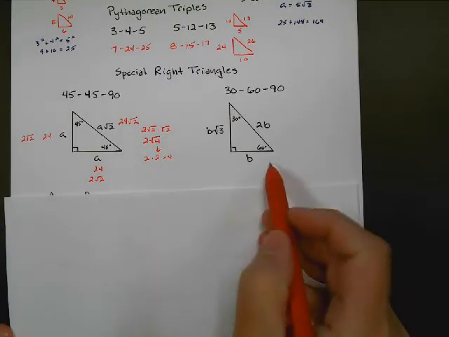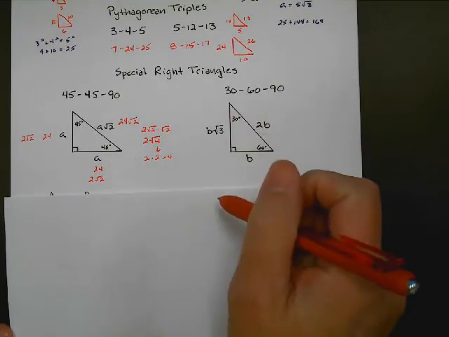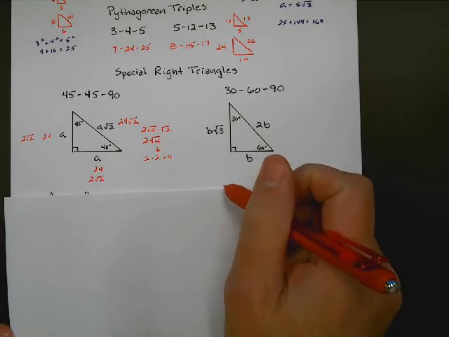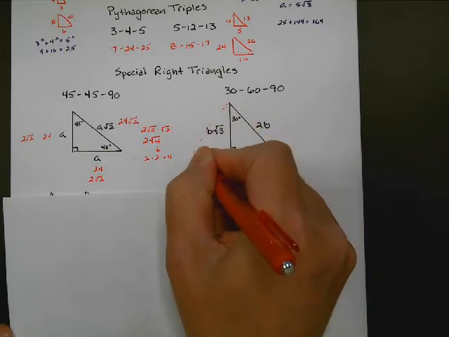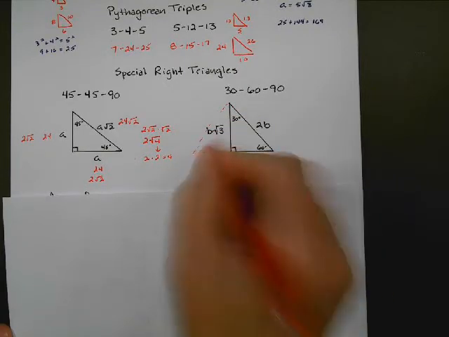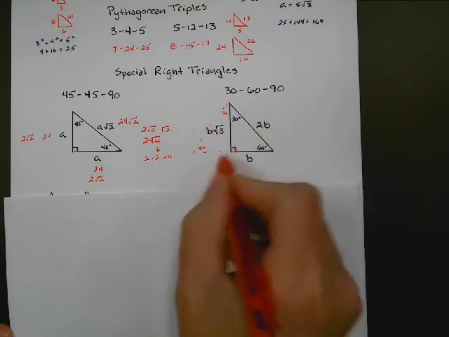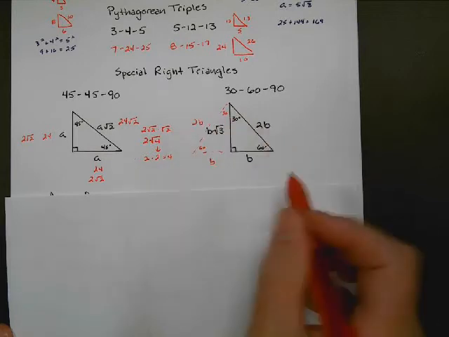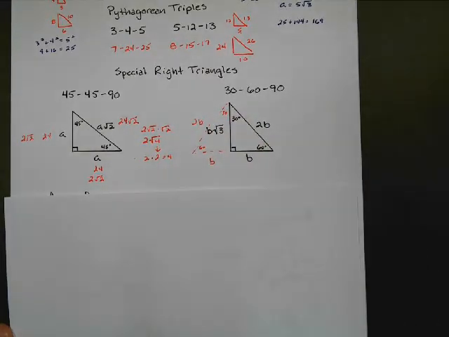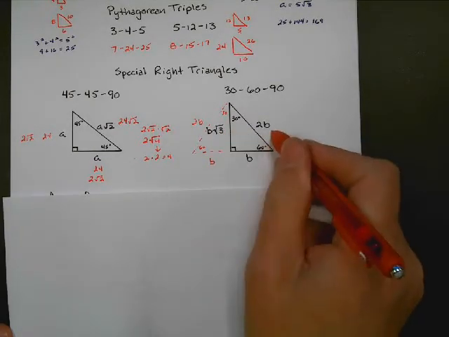The other one is a 30, 60, 90 triangle. This is a really nice triangle to have because it's half of an equilateral triangle. An equilateral triangle is where all the sides are the same. So it's half of an equilateral triangle, because this one would be 60 degrees here, and this would be 30 degrees up here. And this side would be B, because this side's B and this is B. So these two sides together make 2B, and this would be 2B over here. So this is half of an equilateral triangle. Anyways, the pattern is B, B root 3, 2B.